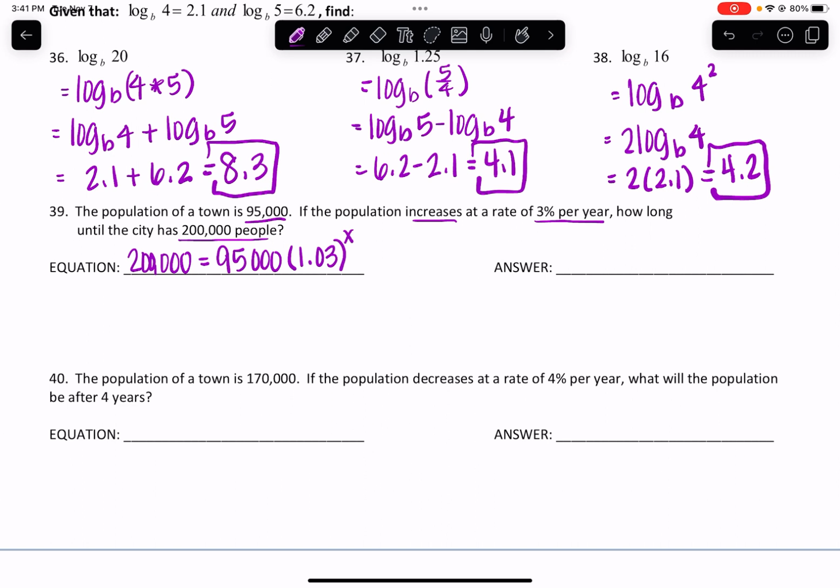So first thing I'm going to do is take that 200,000 and divide it by 95,000. And I get some gross number. So I'm going to actually leave it as a fraction. And then I am going to do the log of both sides. So I'm going to do the log of this big number. Well, it's not that big. It's actually really small.